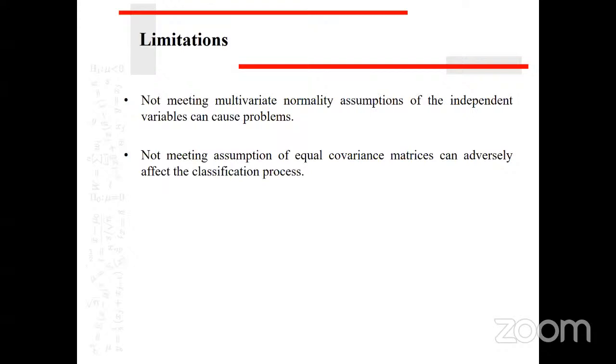There are certain limitations. If multivariate normality assumptions are not met, there is a problem, and if the assumption of homoscedasticity of variance is not met, then also there is a problem. And for that, we will move from linear to quadratic and quadratic to mixture discriminant analysis if the assumptions are not met.